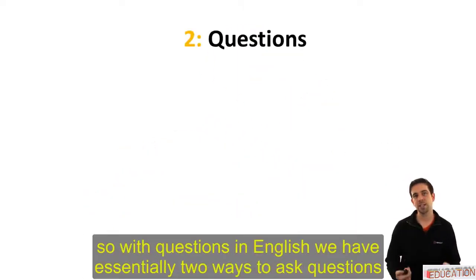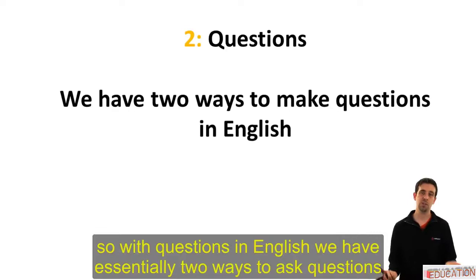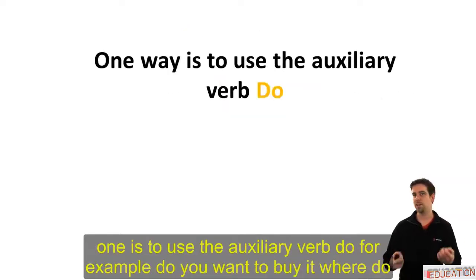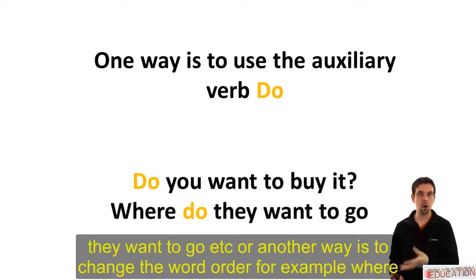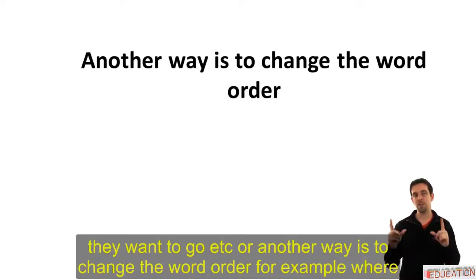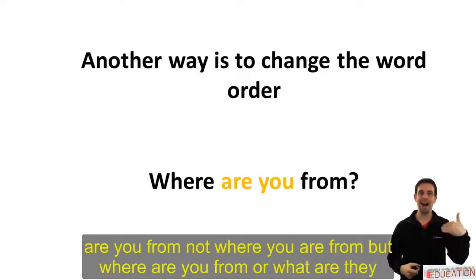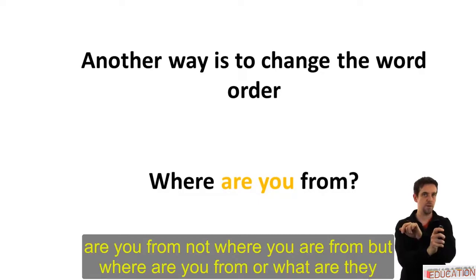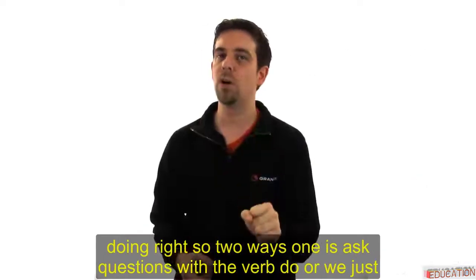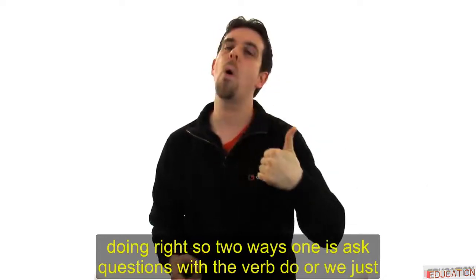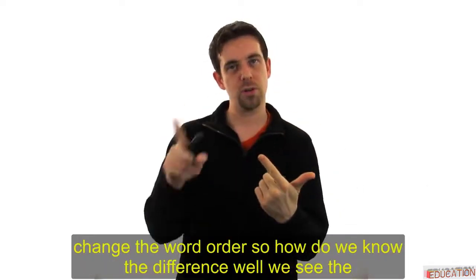So with questions in English, we have essentially 2 ways to ask questions. One is to use the auxiliary verb do. For example, do you want to buy it? Where do they want to go, etc. Or another way is to change the word order. For example, where are you from? Not where you are from, but where are you from? Or what are they doing, right? So 2 ways. One is ask questions with the verb do, or we just change the word order.